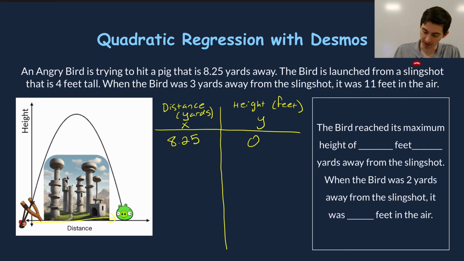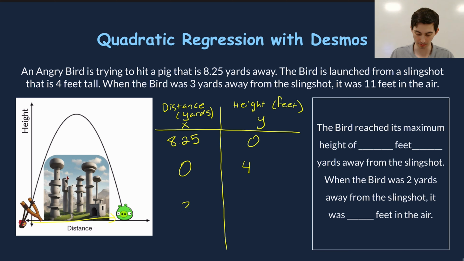So my first ordered pair is (8.25, 0). The second thing that I know is the slingshot is 4 feet tall. The slingshot is where we're starting from, my starting point. So my distance at the slingshot is 0, since I haven't moved away from it yet, and the height is 4 feet, the height of my bird when it's in the slingshot.